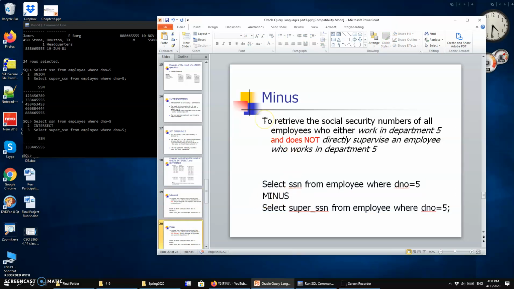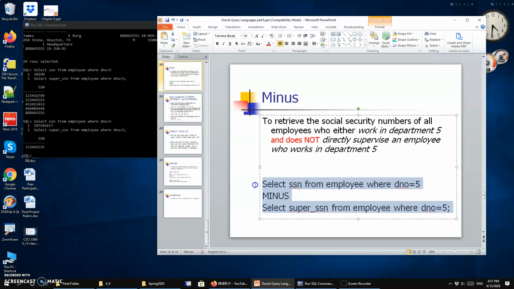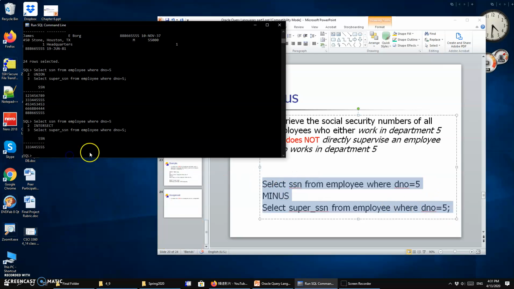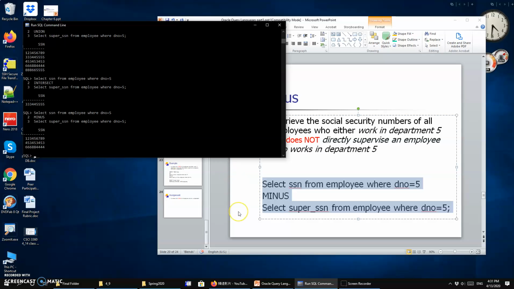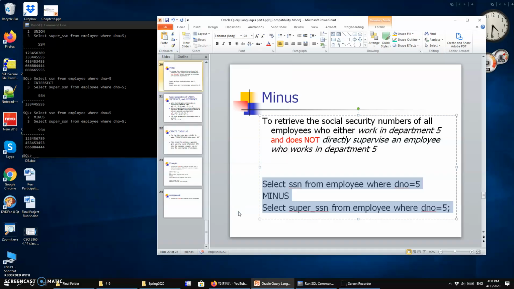And if we try to see the minus example, we can try to retrieve the people who work in department number 5 and are not supervisors, that is, not supervising an employee who works in department number 5. So you can see that this is how we can use the minus operation to get the results. We only end up with those 3 people who are not supervisors. And therefore, it has a lot of different applications that you can work on.